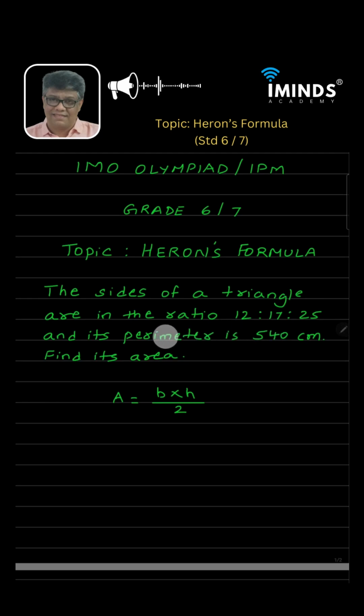And we all know that perimeter is nothing but sum of all sides. So if we convert this ratio into actual values and we equate it to 540 centimeter, then we will know what the values of these sides are. So let's get started with the ratio. Now here I will write down the ratio first. 12 is to 17 is to 25.